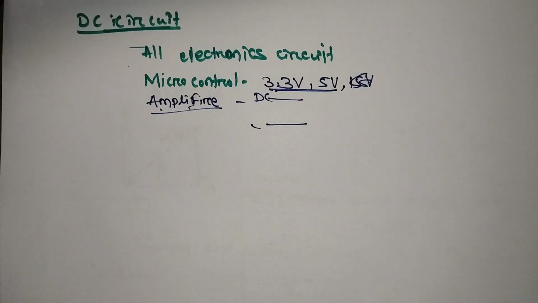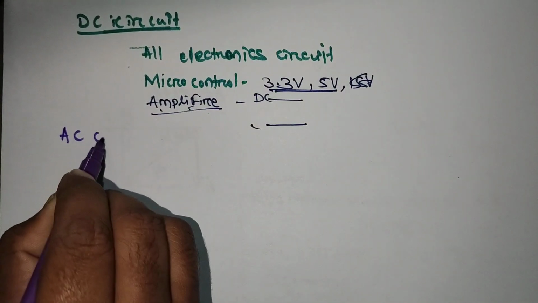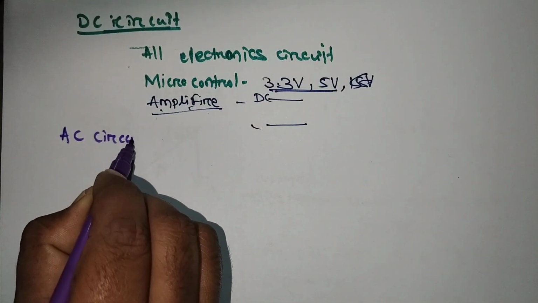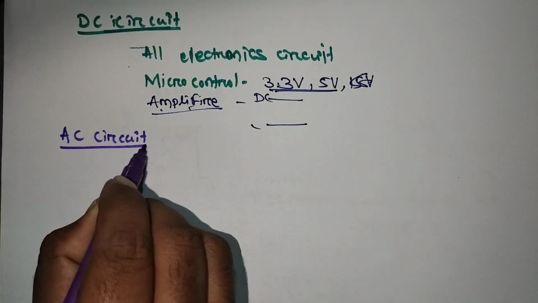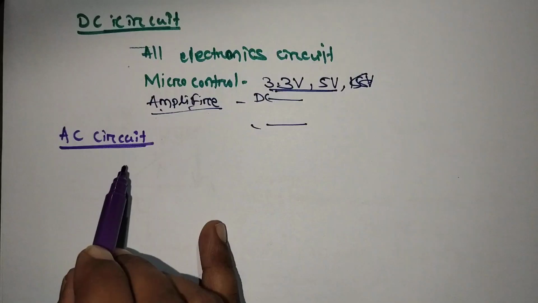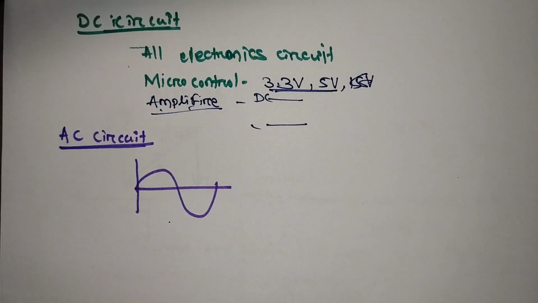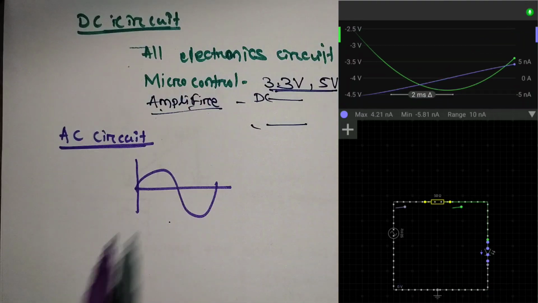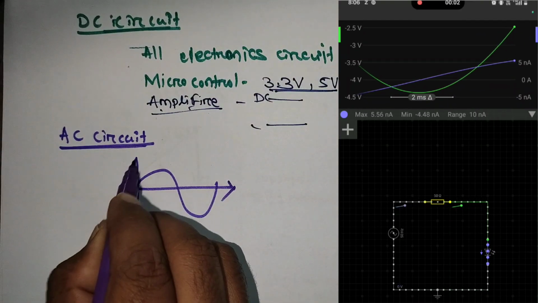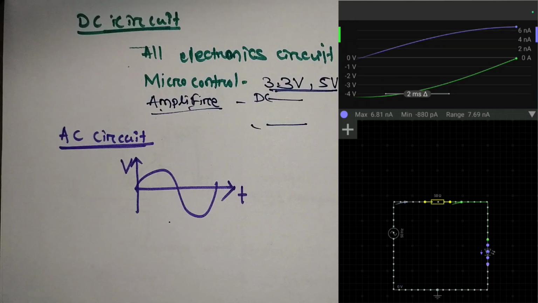Okay, next we can come to the AC circuit. Basically, overall we are going to the AC circuit. You can know an AC circuit behaves like this. Okay, this is the time axis, and this is the voltage.